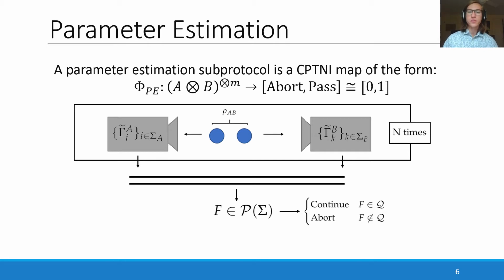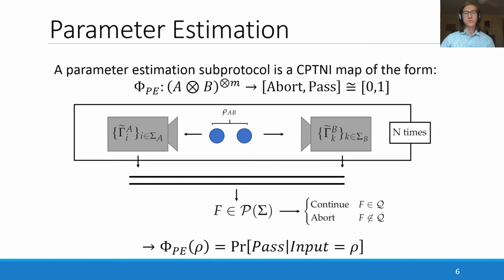A parameter estimation subprotocol can be viewed as a CPTNI map that takes in M states and outputs either abort or pass given that measurement. So visually, you can see the state rho AB that's being fed into Alice and Bob's respective measurement devices, and then using classical communication, they construct some frequency distribution F. If it is in some pre-agreed set Q, then they'll continue, otherwise they abort the protocol.